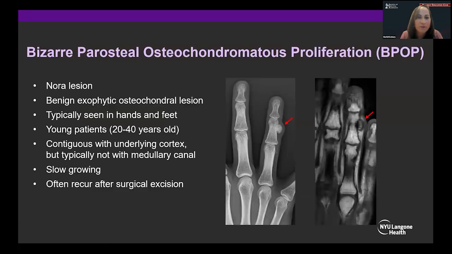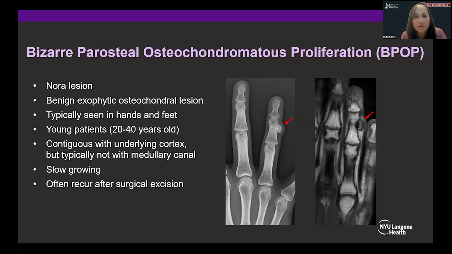So this is a bizarre periosteal osteochondromatous proliferation, or a BPOP, also known as a Nora lesion. It's a benign exophytic osteochondral lesion. It's typically seen in the hands and feet. It most commonly occurs in young patients between 20 and 40 years old. It's contiguous with the underlying cortex, but typically not with the medullary canal. It's slow growing. And these are typically excised surgically, but they often recur after excision.